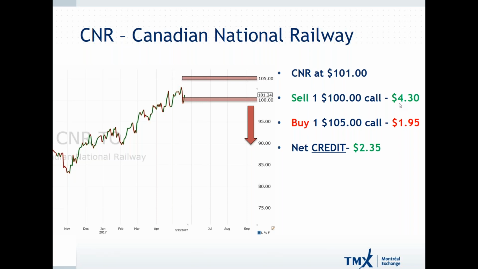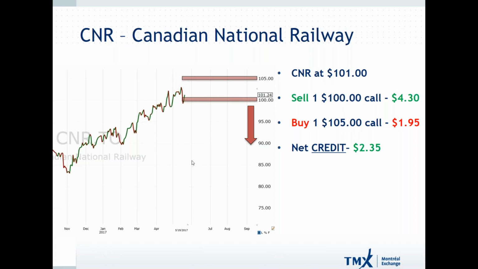So it doesn't matter how much higher the shares trade above the 105 call that we own, we are limited to the difference between the 100 and 105 strike. So in other words, we have the obligation to deliver at 100, but we have the right to buy at 105. Therefore, our maximum risk exposure is the $5 difference minus the credit that we've received on the transaction. All right. So if we look at this example here, we sell the 100 strike call and we collect $4.30.